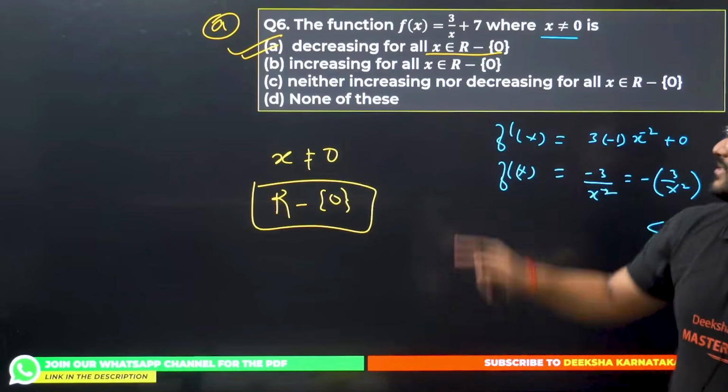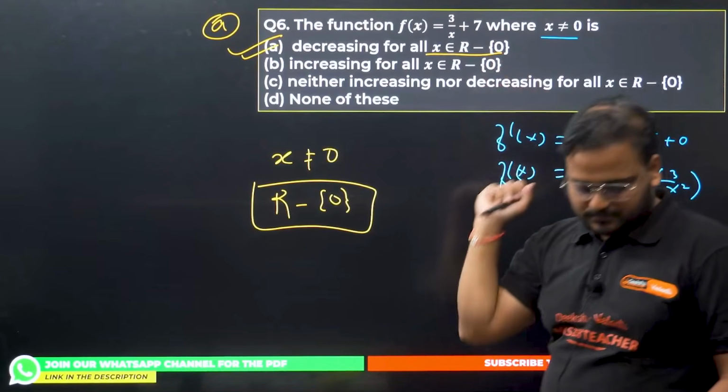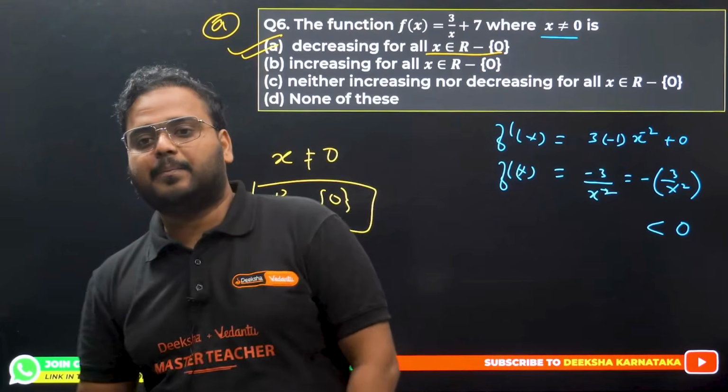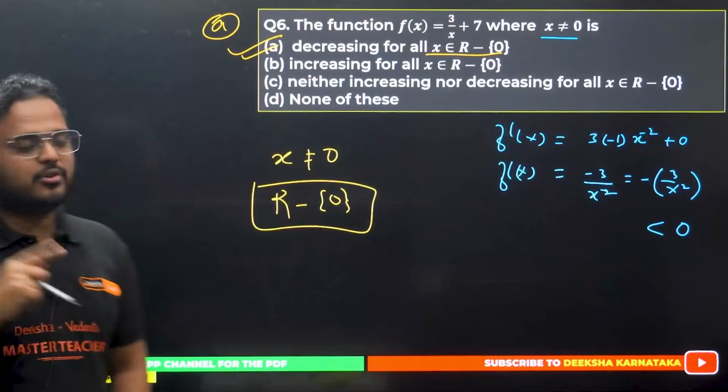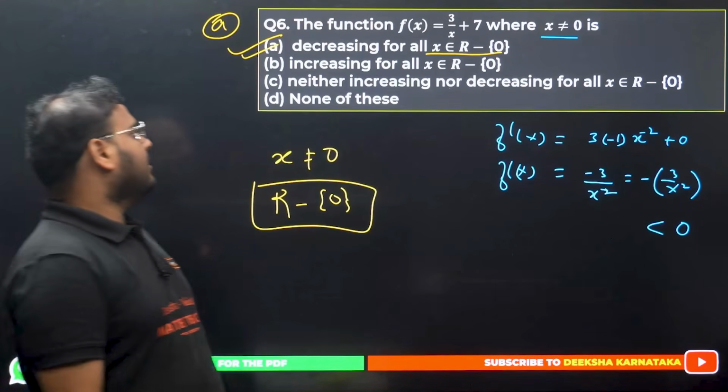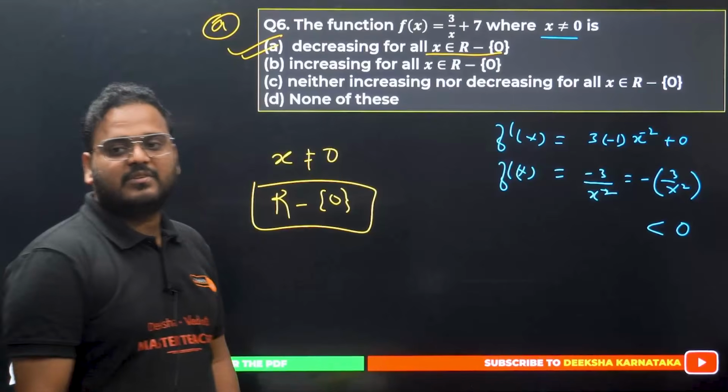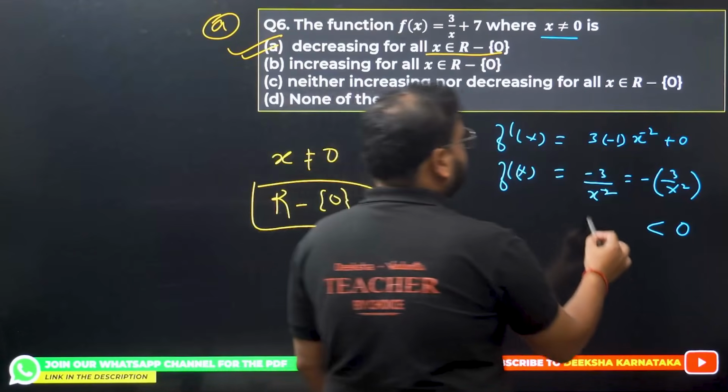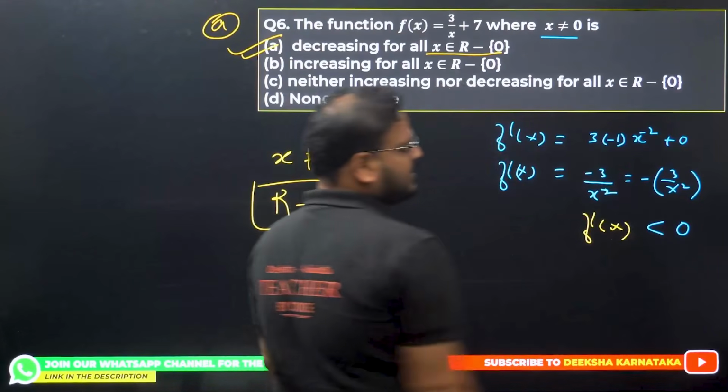Don't get tricked by what is written over here. That's the domain part. Question number 6 is a one step question. Your answer is here. Option A is correct. Decreasing in all real numbers, because the derivative is less than 0.